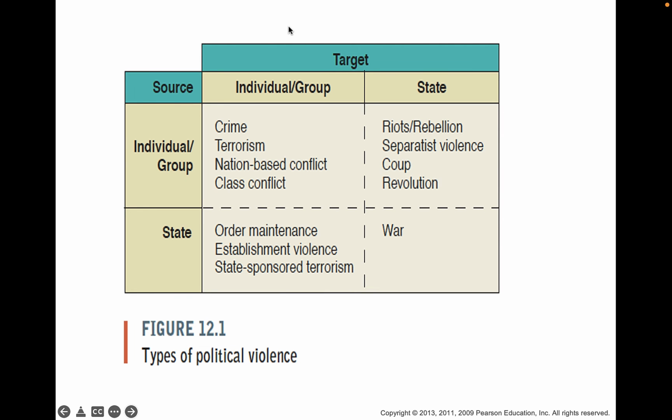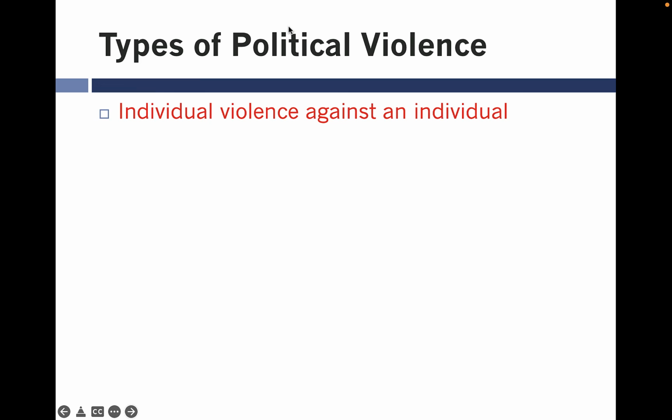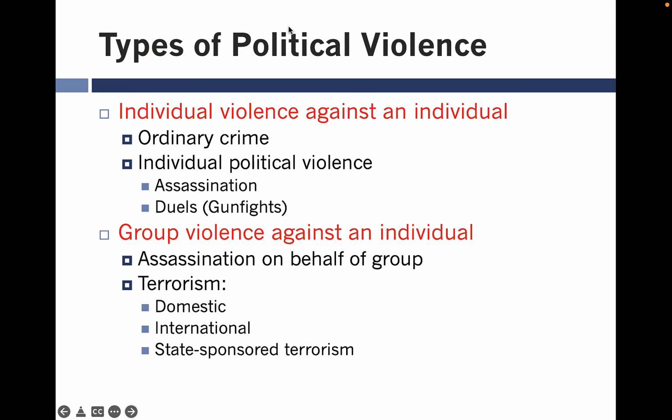Here's a little chart of where some of these types of political violence fall. So we have individual violence against an individual, so things like crime. We have individual political violence where there's assassination, or if we go back to the 1880s, duels.